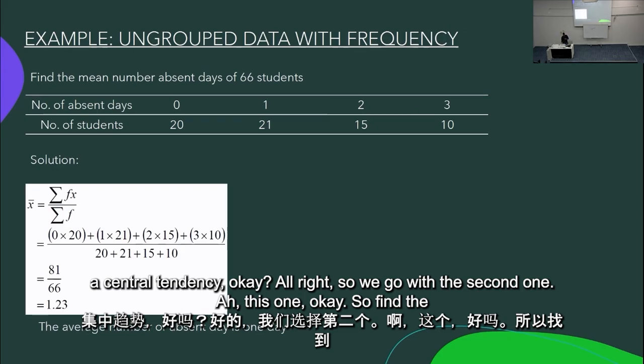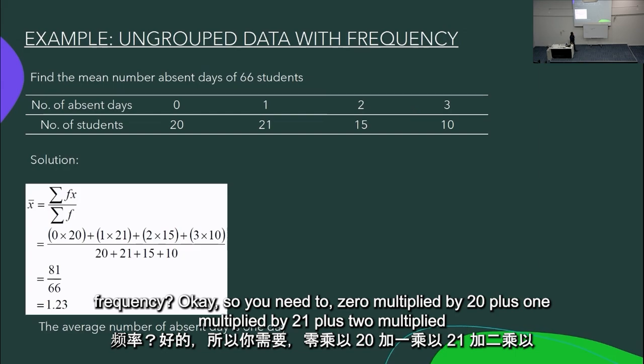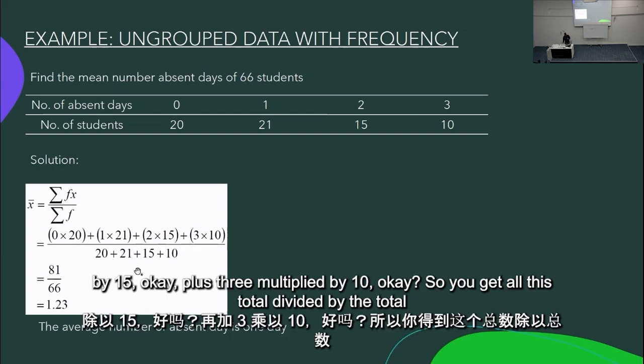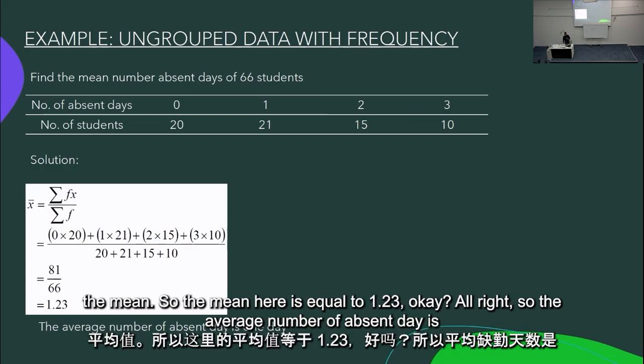Find the mean for the absent days of the 66 students. How to find the mean for the ungrouped data with frequency? You need 0 multiplied by 20 plus 1 multiplied by 21 plus 2 multiplied by 15, plus 3 multiplied by 10. You get all this total divided by the total frequency, which is 20 plus 21 plus 15 plus 10, and then you will get the mean. So the mean here is equal to 1.23.